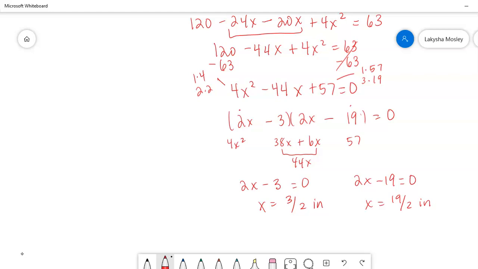But, of course, we got to sit back and see which one makes the most sense, right? So if we change these to decimals, this is 1.5 inches. And if we change this one to a decimal, this is 9.5 inches.